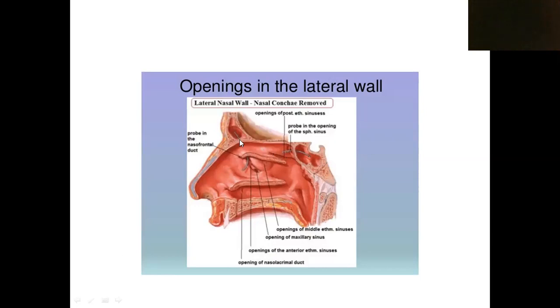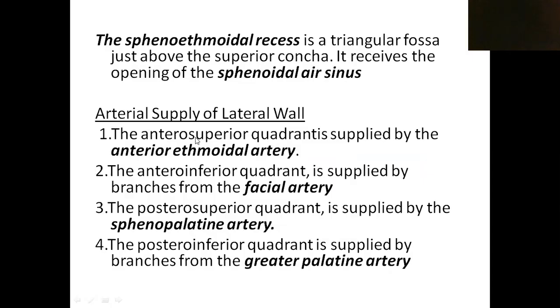Air sinus means air-filled cavities, which open into that sphenoethmoidal recess. There we can also see a probe. So these are the openings seen in this lateral wall. Here the posterior part has three conchae and three meatuses. Clear? Now we are going to see the arterial supply of the lateral wall.